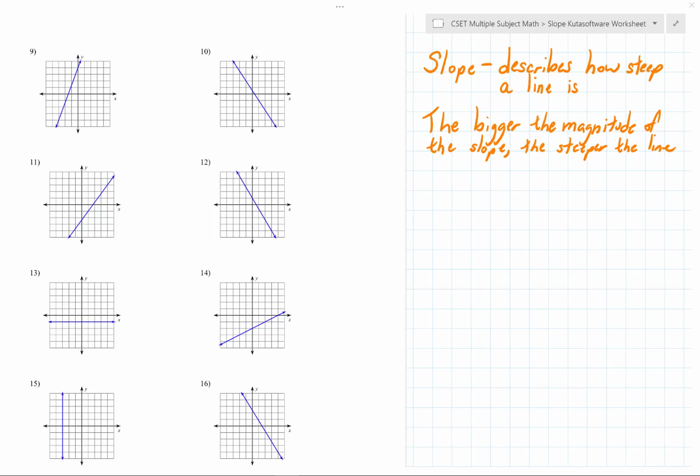All right, so looking at these lines, we see some of the lines are steeper than others. And so slope is just a way of describing how steep the line is. Another thing we notice just by looking is that some of these lines are slanted up and some are slanted down. And so notice we're going from left to right.